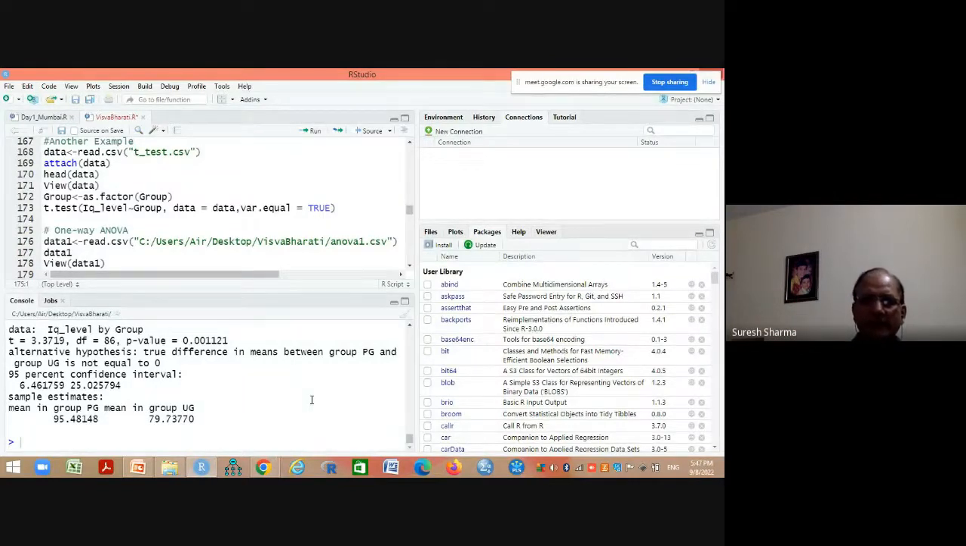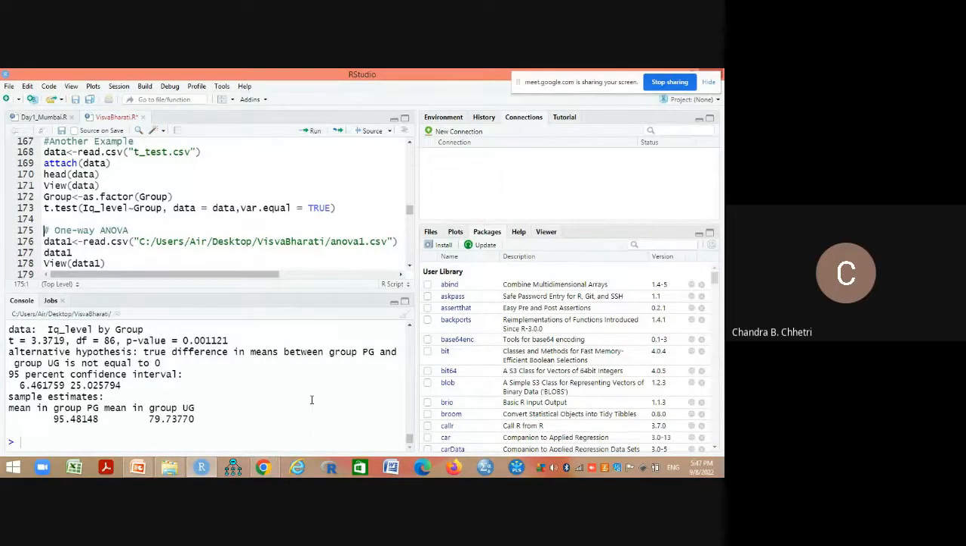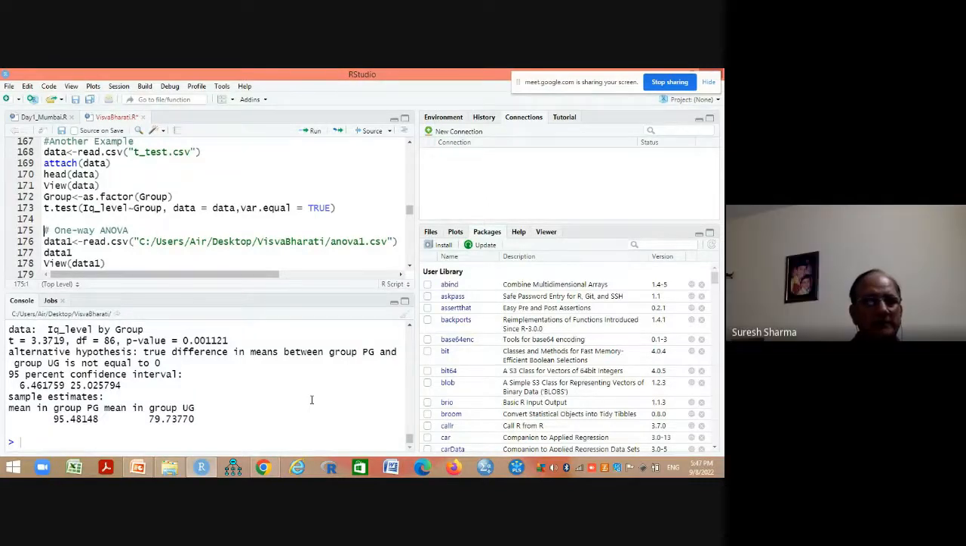Alternative: at least two may differ. There may be a difference in at least two. All the three may differ. CBSE and ICSE may be the same, but both of them may differ from state. It can happen. So I cannot write mu1 not equal to mu2 not equal to mu3, because two may be the same and differ from the third, or all of them may be different. You follow my point? Yes, sir. So in the alternative, we always write that at least two of them may differ.